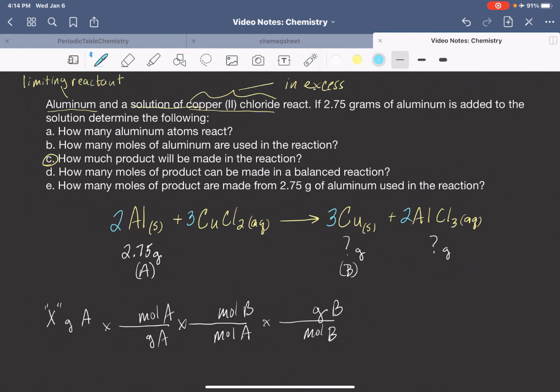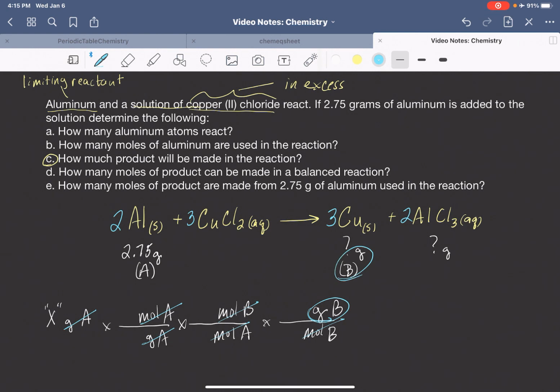So notice you heard me go grams to mole, mole to mole, mole to gram. It's all about canceling units. Okay. Your math teachers have taught you if you have the same unit on the top and bottom, they cancel out. So we have the same unit on top and bottom, top and bottom. Now the only thing left is grams of B, which is what we want.